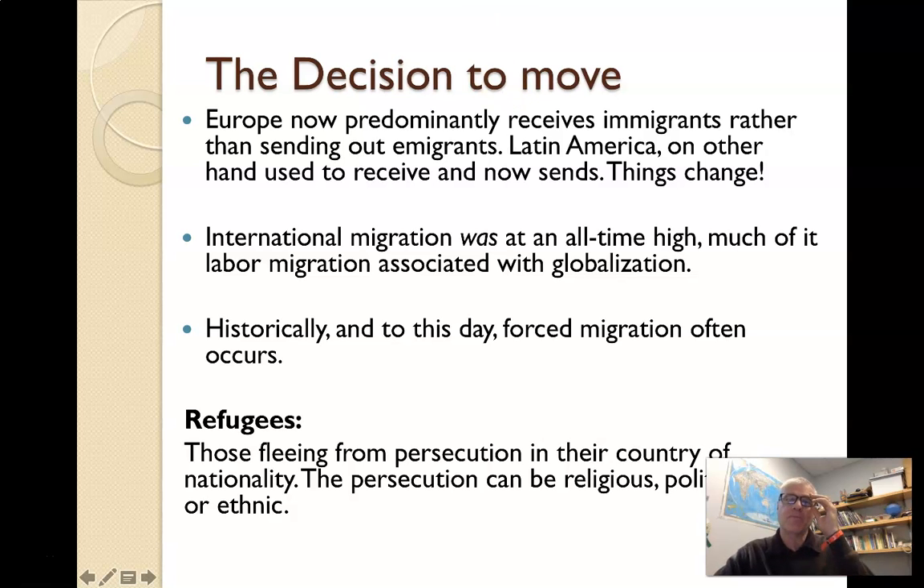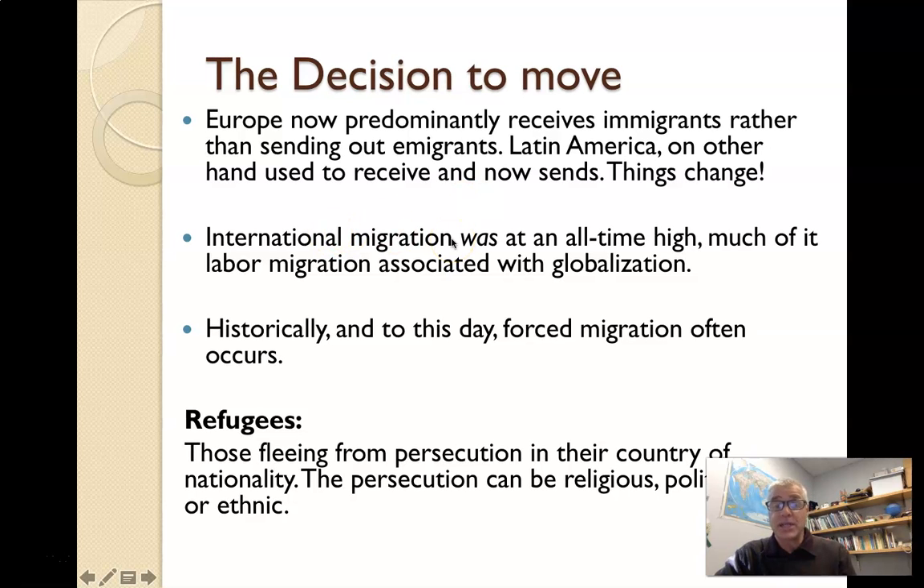So for instance, Europe for many centuries was losing population. People were migrating out of Europe and coming to North America, to Australia, to Latin America, to South Africa, to all these other places. Now people are trying to migrate to Europe, whereas Latin America used to be a place that a lot of people were migrating to. Now there's people migrating out. And so these things change and shift over time. So the patterns we see today may not be the patterns we see in the future.